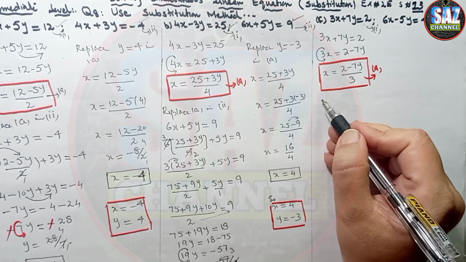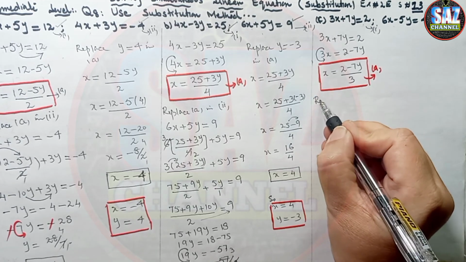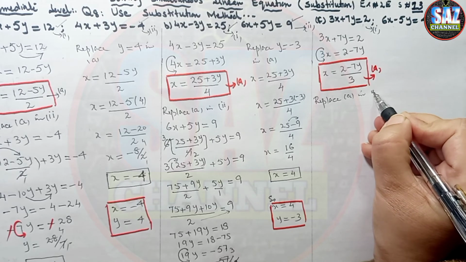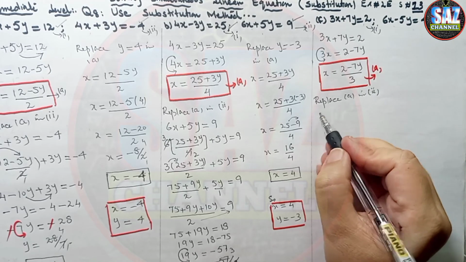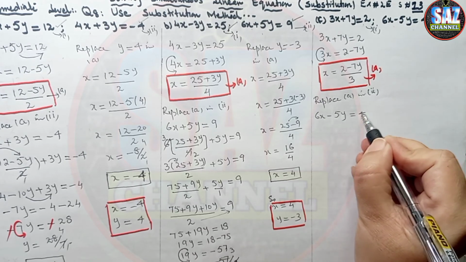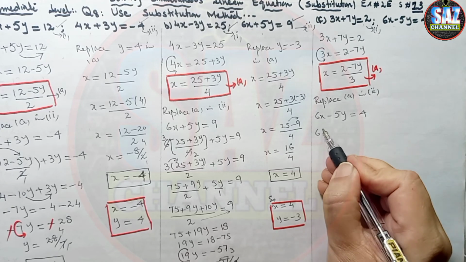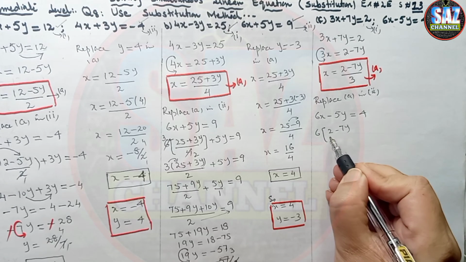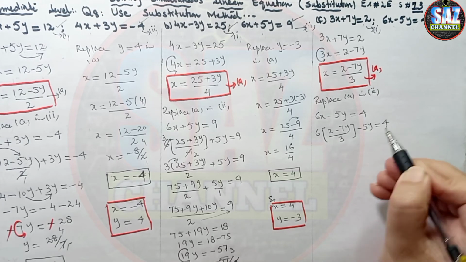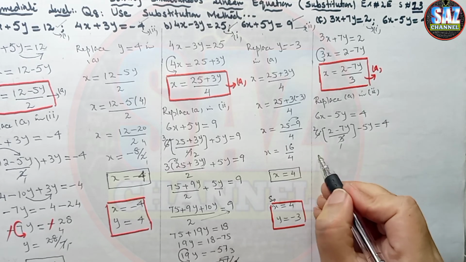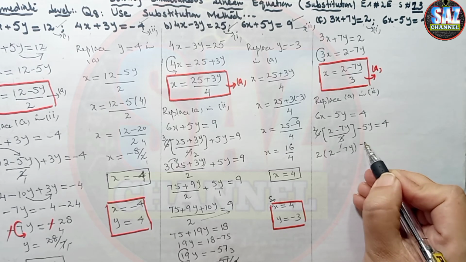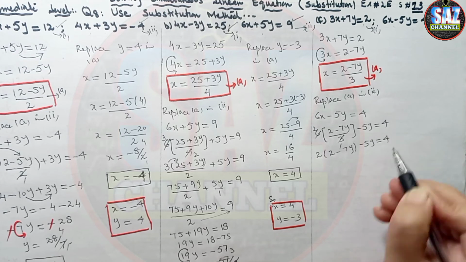Replace A in equation 2, and equation 2 will take the form 6x minus 5y equals 4. Instead of x, replace (2 minus 7y) by 3, minus 5y equals 4. 3 ones are 3 and 3 twos are 6. So I have 2 into (2 minus 7y) minus 5y equals 4.